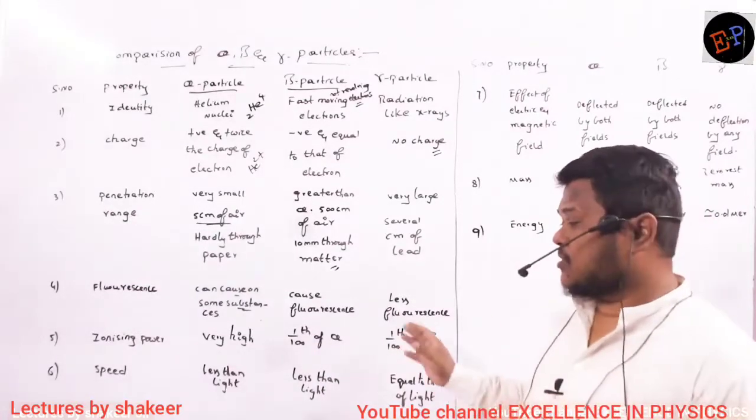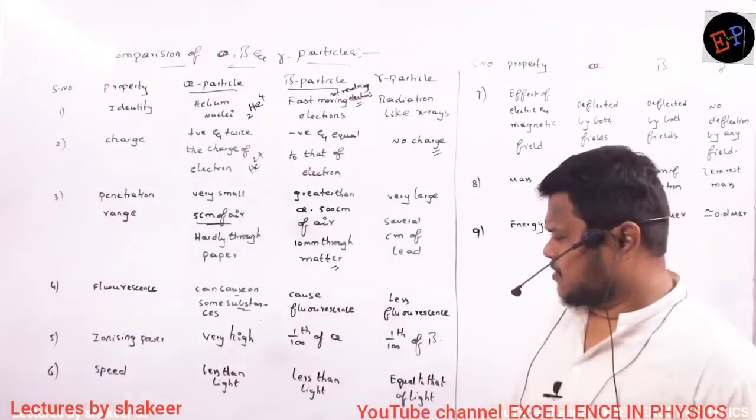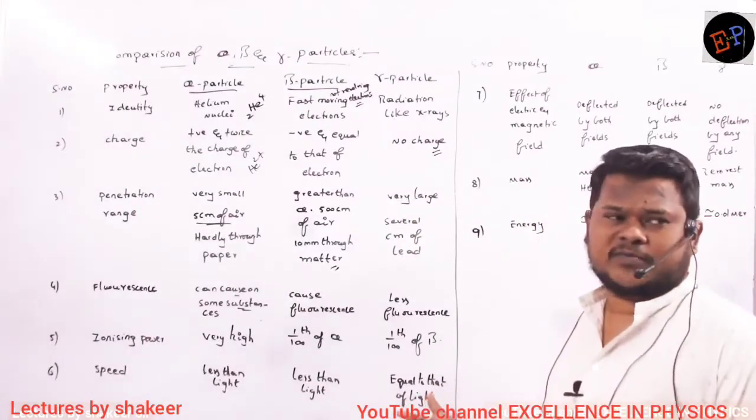It is 1 by 10,000 times lesser when compared to alpha particle. So questions like this can also be asked. Next, speed. Less than speed of light, less than speed of light. But this is radiation, no? It exactly travels with the speed of light.